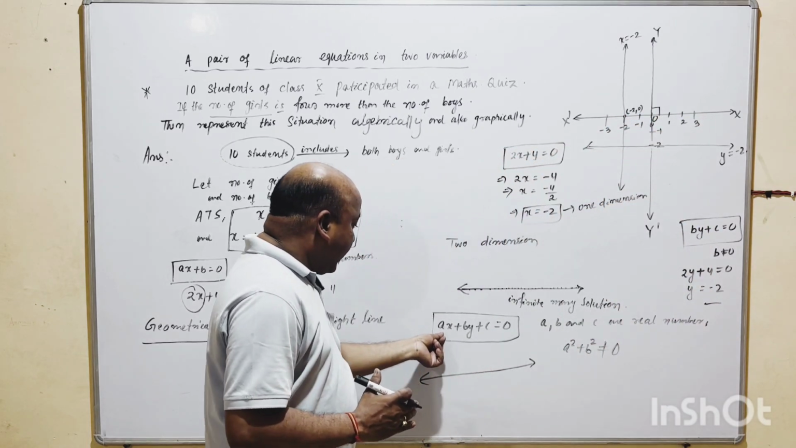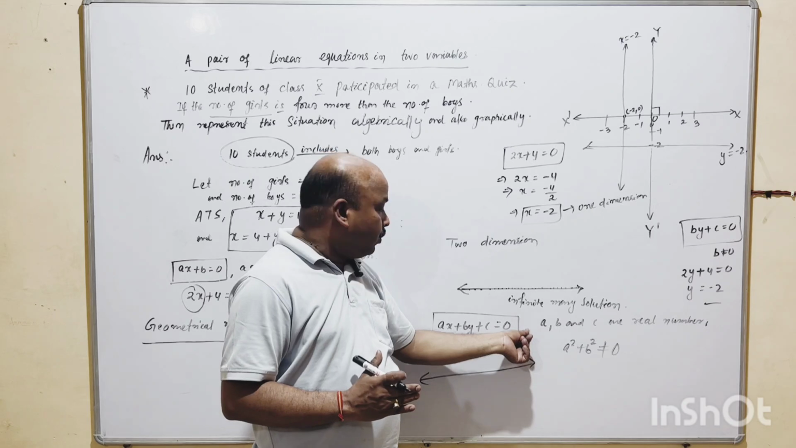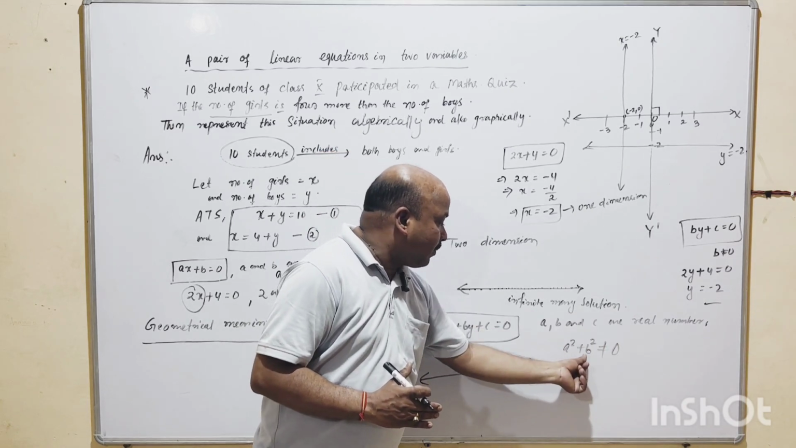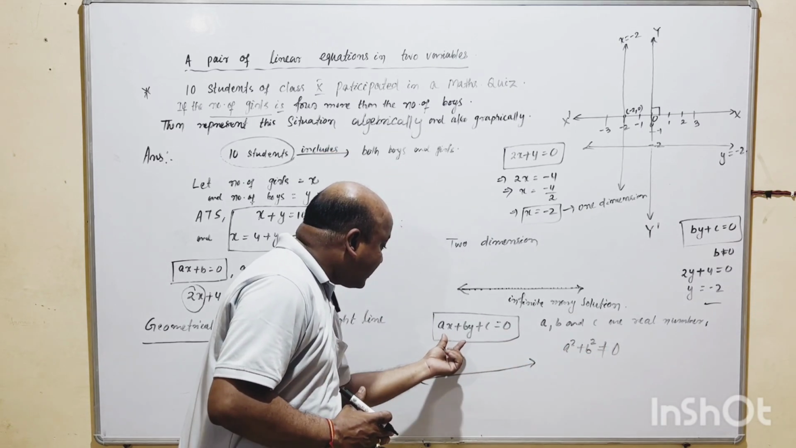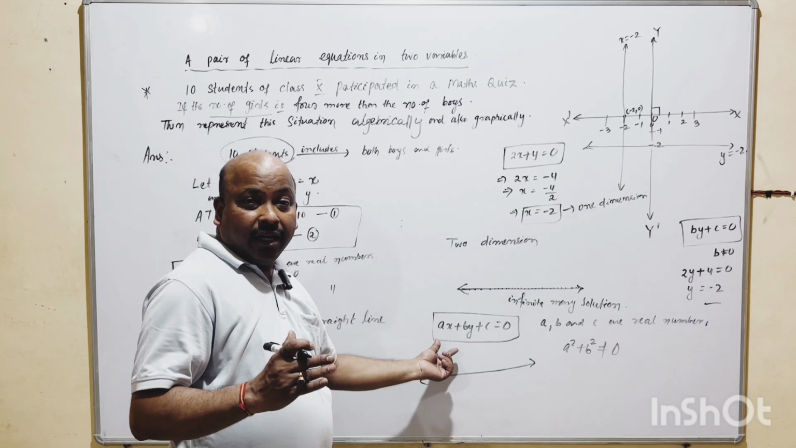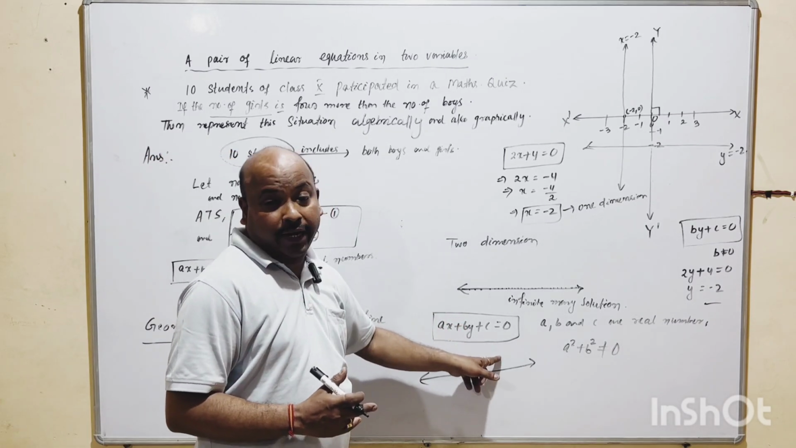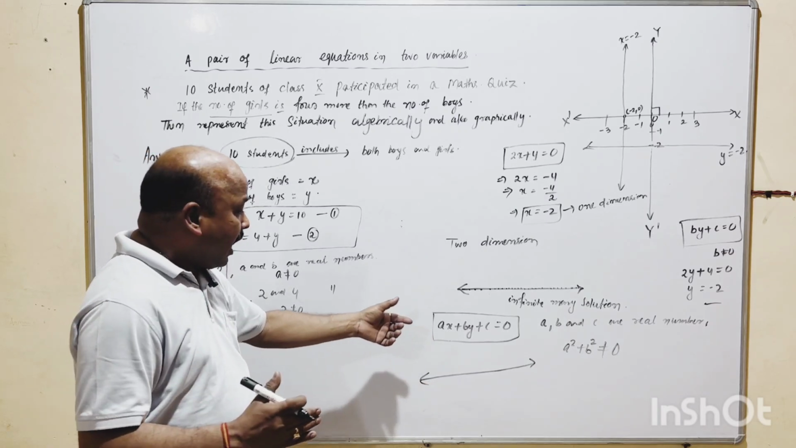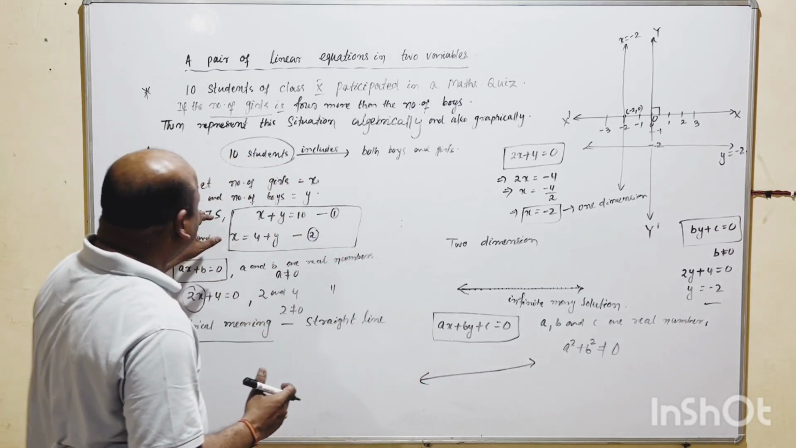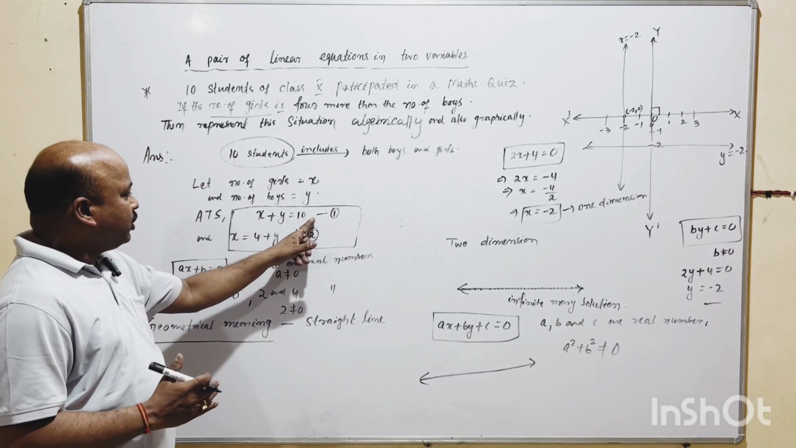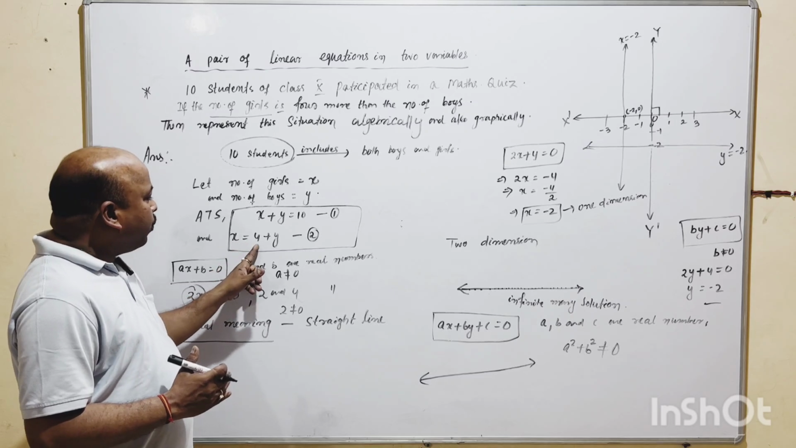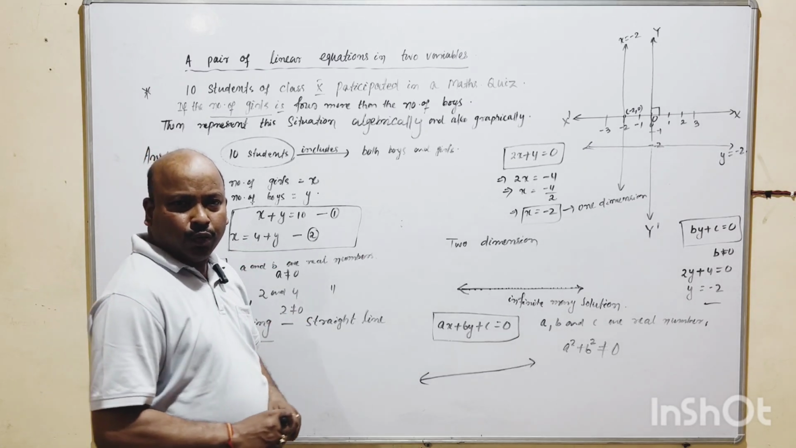But here ax plus by plus c equal to 0, where a, b, c are real numbers and a square plus b square is not equal to 0, is a straight line. It intersects both the axes. How do I prove it? I will prove it using these two equations: x plus y is equal to 10 and x is equal to 4 plus y.